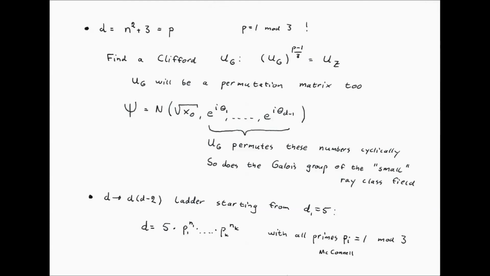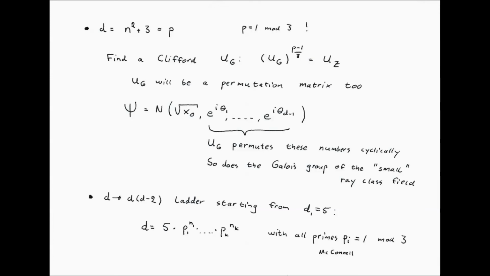On the other hand, the Galois group of the small ray class field, in which these things are square roots of Stark units, is also cyclic. Dimension is prime for the moment. And all you have to do to construct the SIC is to match these actions, and then you have it. It always works. Well, I think.